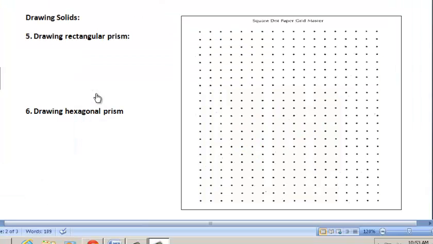Now that you've seen what a prism is and a pyramid is, again remember, in a prism the sides, the lateral faces, are parallelograms, and in a pyramid everything attaches itself to the top. The faces are triangles. Now when we draw a rectangular prism, I've given you something called square dot paper. It's like a grid. It's easier if you don't know how to make any prism or pyramid. This could be used for both.